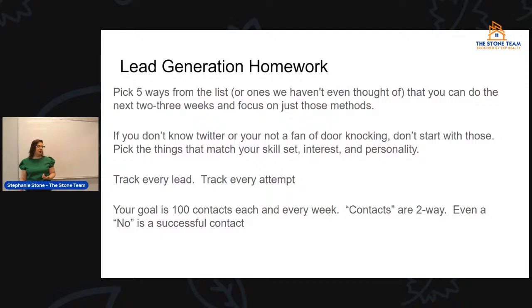Pick things that match your skill set, your interests, your personality. Track every lead. Where did they come from? Where did I succeed? What is getting me a big old goose egg? Track every attempt. Why? If you know that you are killing it every time you go on video on Facebook, and that's one of the 5 things you picked to do over the next 30 days, and that's your standout, cool. I want you to drop those other 4 things and do Facebook video 5 times as hard. But how will you know that Facebook video is where you're getting your folks from?